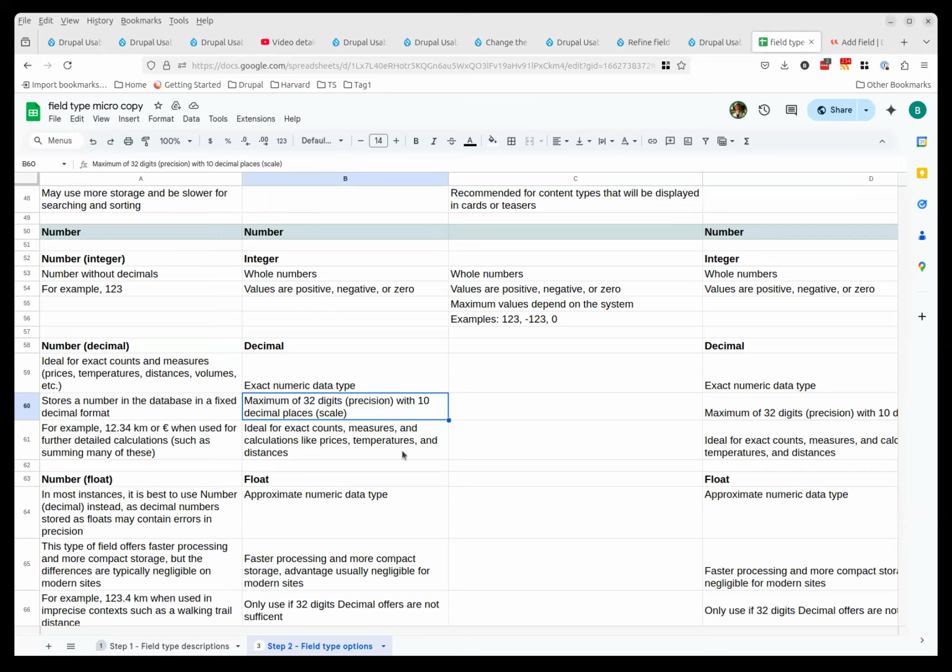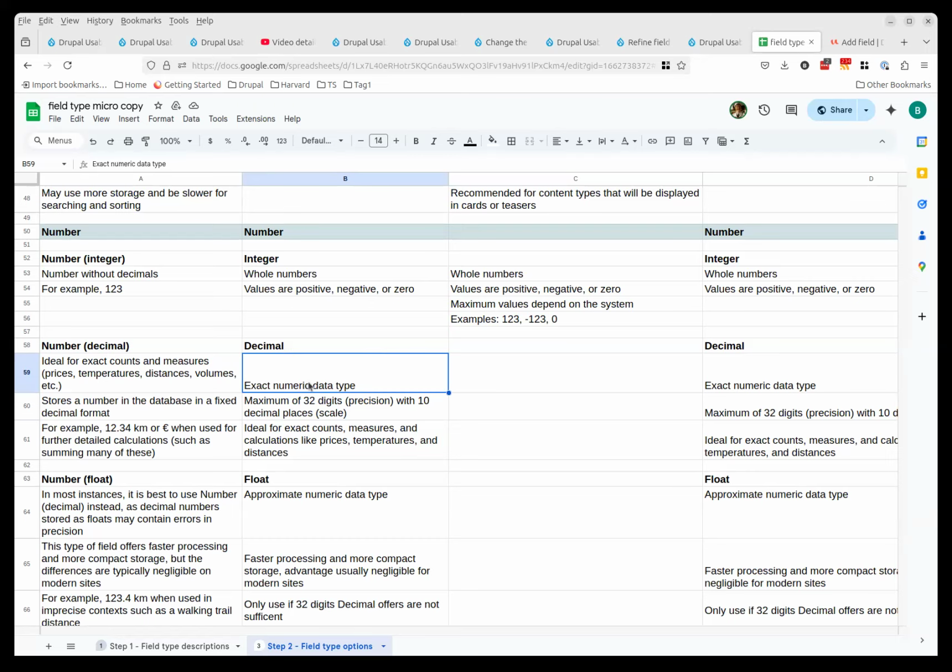So go ahead, Ralph. For the initial description, the equivalent, I went with the exact numeric data type as the equivalent to whole numbers to describe what it is. It's slightly technical, but it's unavoidable from my perspective, at least for decimal and float numbers. Right, so that was your suggestion for the first line.